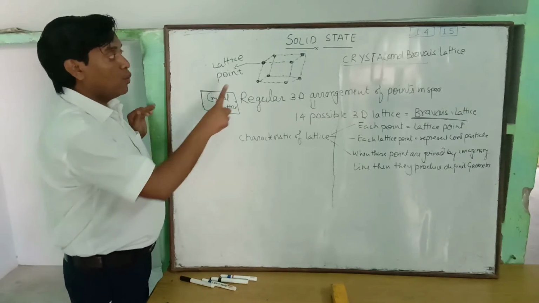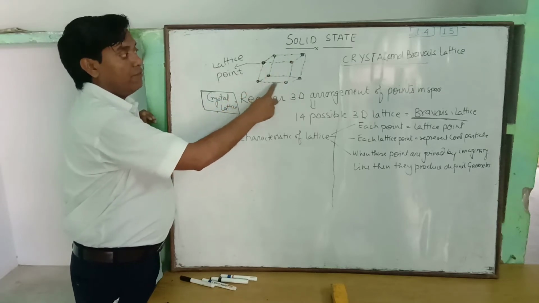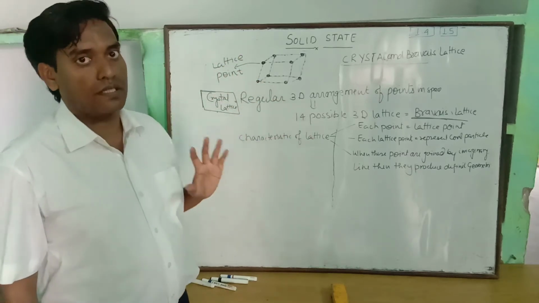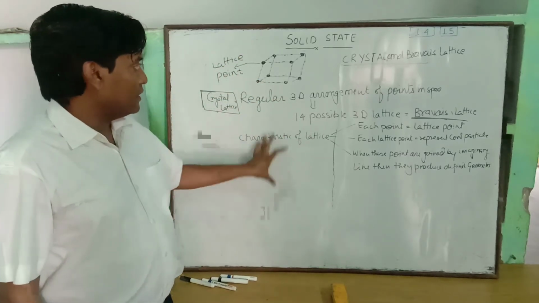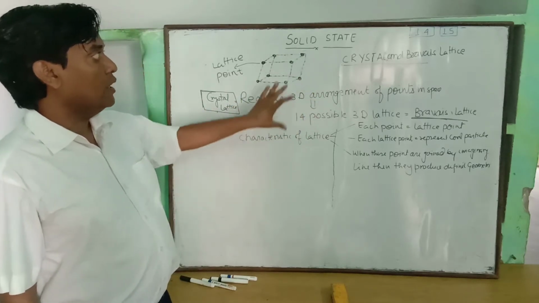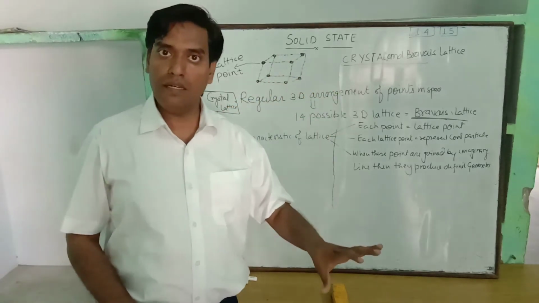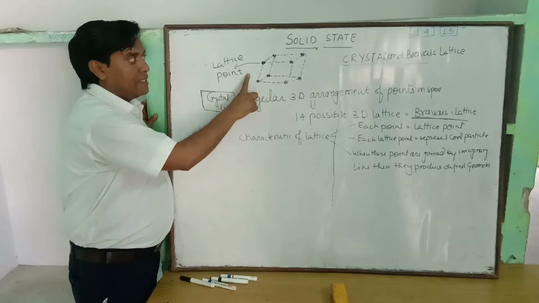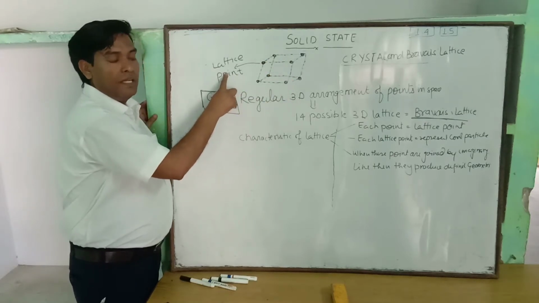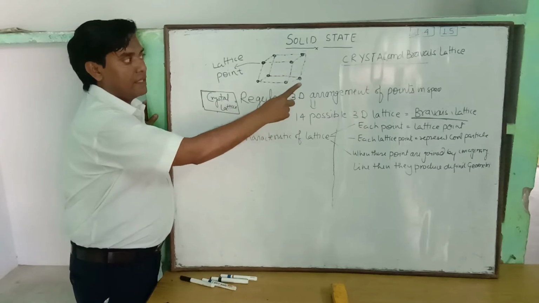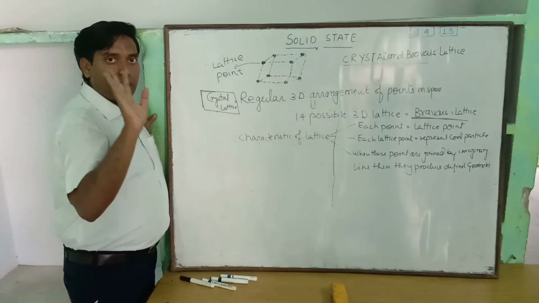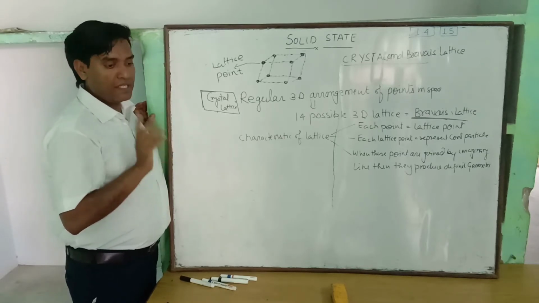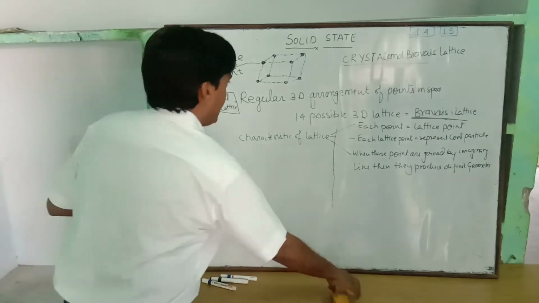Third, when these constituent particles join with each other by imaginary lines, they generate a certain structure. Clear? With the help of this we can understand what the crystal lattice and Bravais lattice are. Again I am saying that in a crystal lattice the points are known as lattice points. When these lattice points are regularly arranged, they lead to the formation of the crystal lattice. 14 types of crystal lattices are possible, and all collectively are known as the Bravais lattice. Clear?